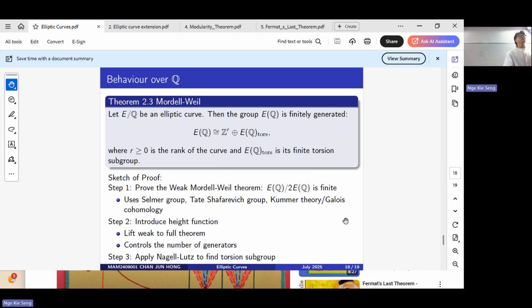But just now it says that the free part generates the infinite order. Yeah. The free part generates all the infinite order elements. Technically, there are infinitely many infinite order elements, but you can find R of them that generate all of them. Okay, I think.